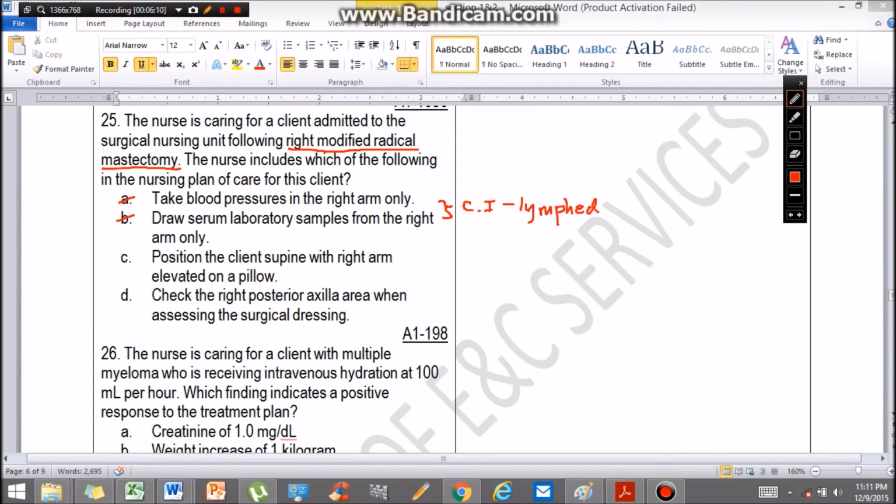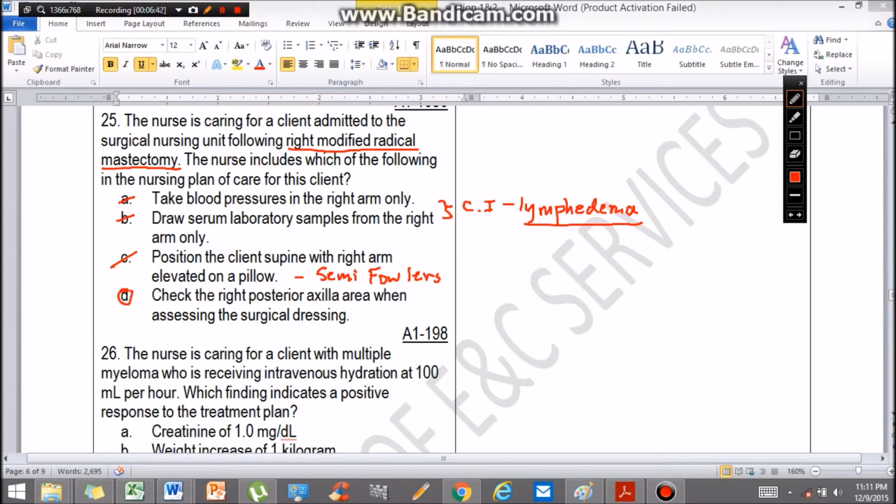If a client undergoes modified radical mastectomy, the affected side should not be used for BP taking and for venipuncture, because the client may develop lymphedema. Between C and D, C says position the client supine with right arm; eliminate C because the client should be positioned in a semi-Fowler's position. So the best answer is D.